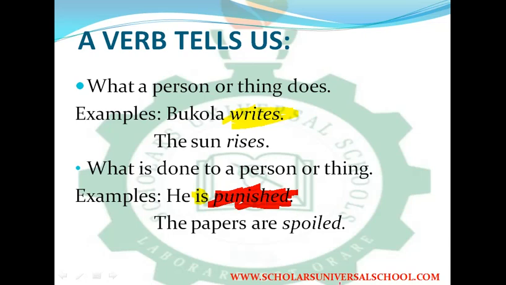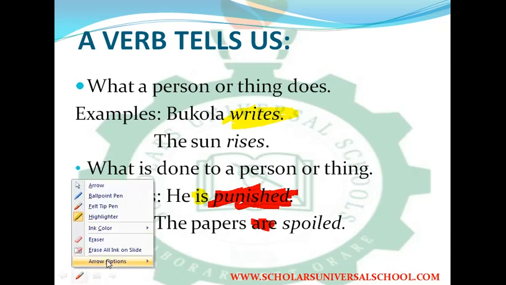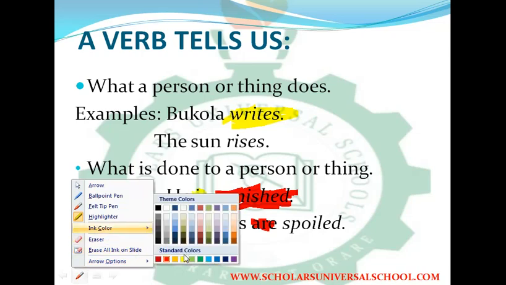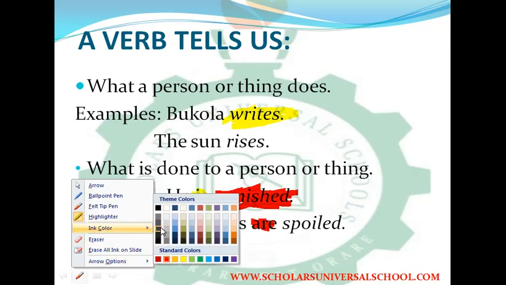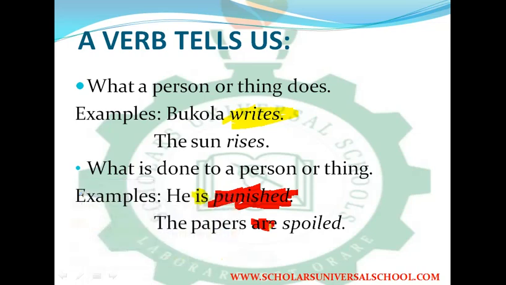All right. Now the next example, the papers are spoiled. So we have a primary auxiliary verb, and we have our main verb here as spoiled. Okay, now let's move on.